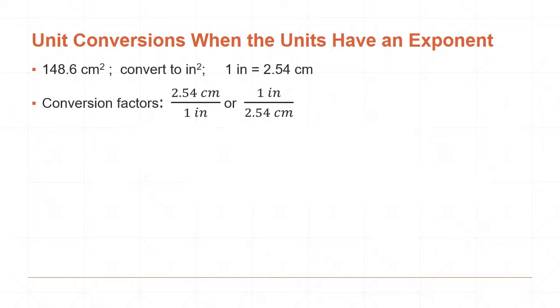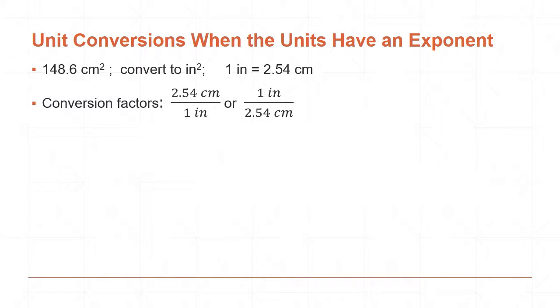Let's talk about another case, unit conversions when the units have an exponent. Let's take this for example. Here I have 148.6 square centimeters, which I write as centimeters to the second power. And I want to convert that to square inches, which I'll write as inches to the second power. Now my relationship I had, which is the one I had on the previous slide, 1 inch equals 2.54 centimeters. Neither one of these is squared. It's simply inches to the first power, centimeters to the first power. This is the only equivalence that I have.